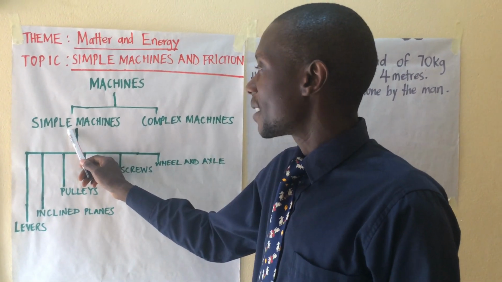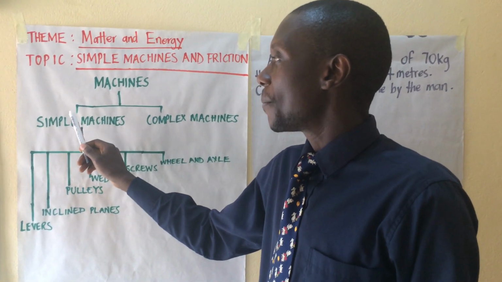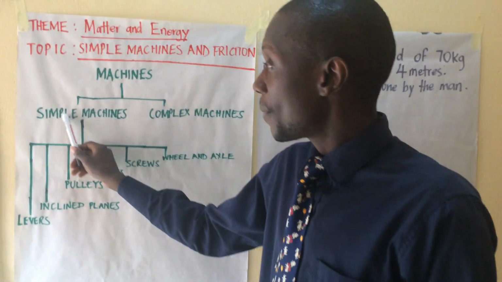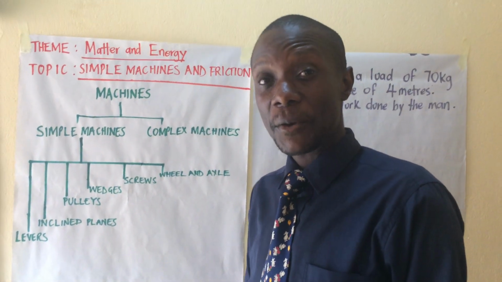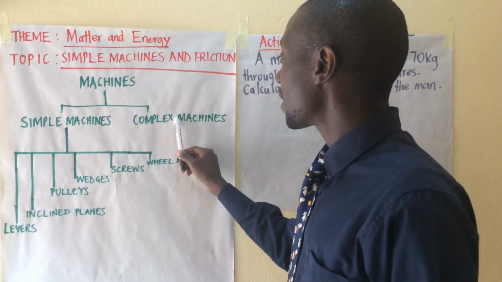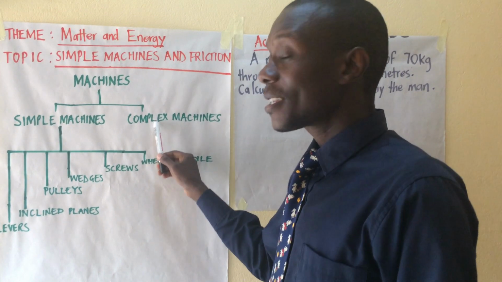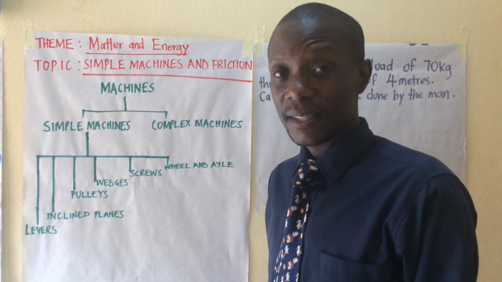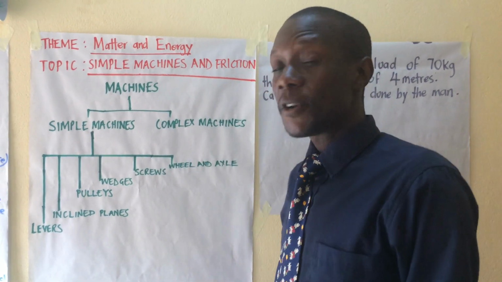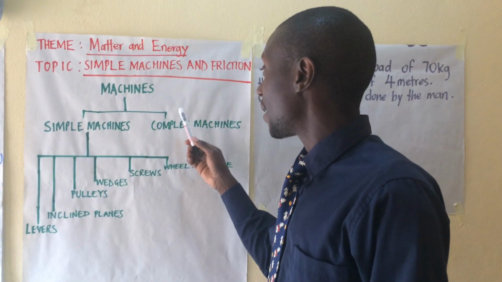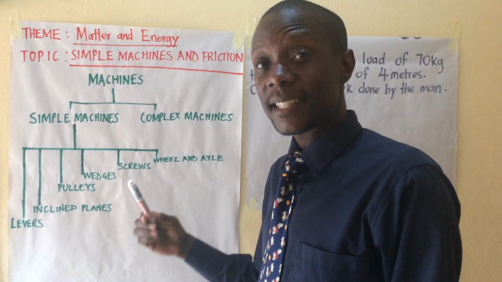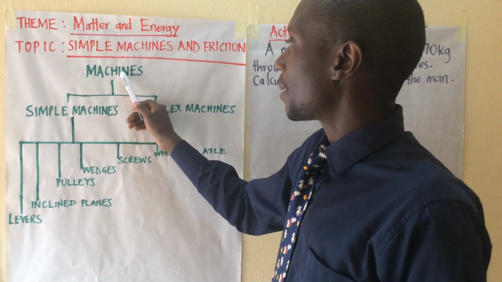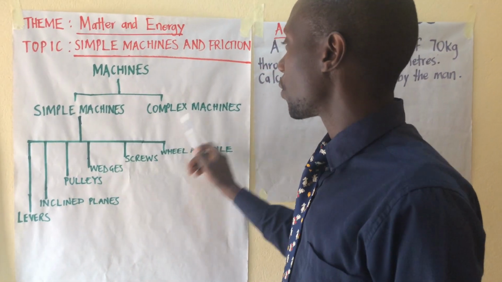So, what are simple machines? Simple machines are made of few parts and they don't require training to use. Then a complex machine is made of two or more simple machines and it requires training to use. Or we can say it is a machine made of many components and it requires training to use. So machines are broadly grouped into simple machines and complex machines.